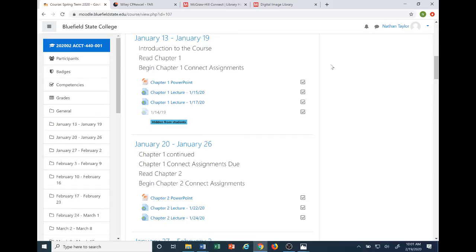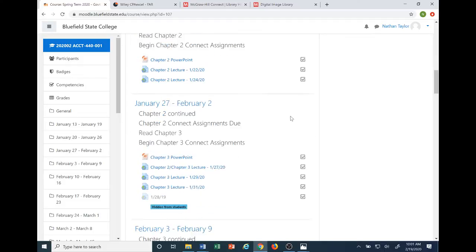Today we're going to wrap up chapter 5 by continuing talking about the financial statements for the governmental type funds.